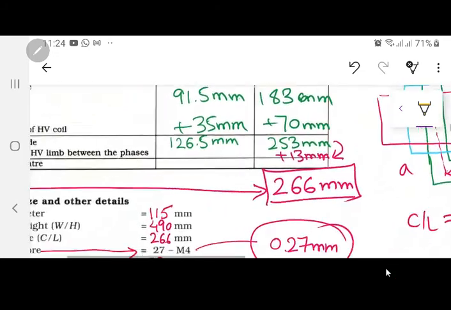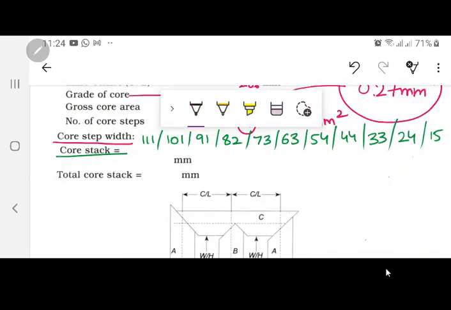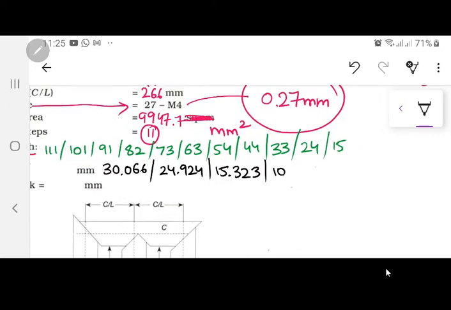G, please. 30.0. Let me use another color. I'm writing it over here. 30.066. Next. 24.924. Next. 15.323. Next. 10.316. 8.230.